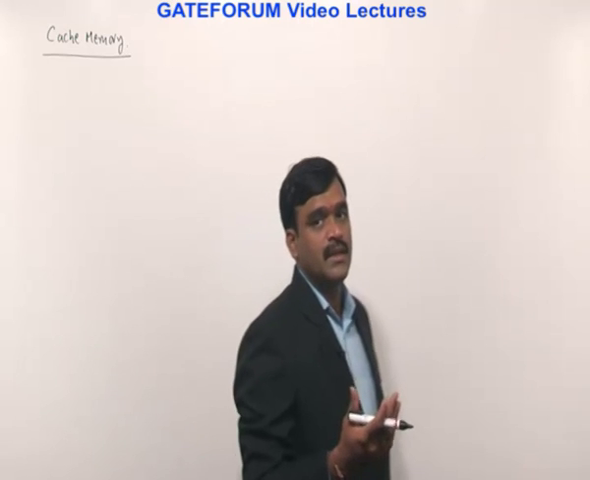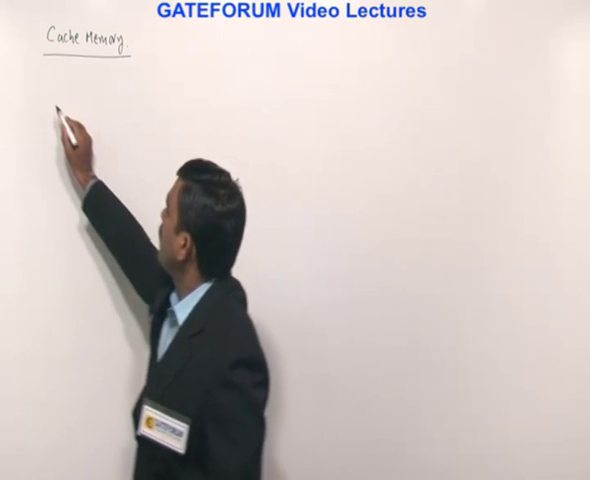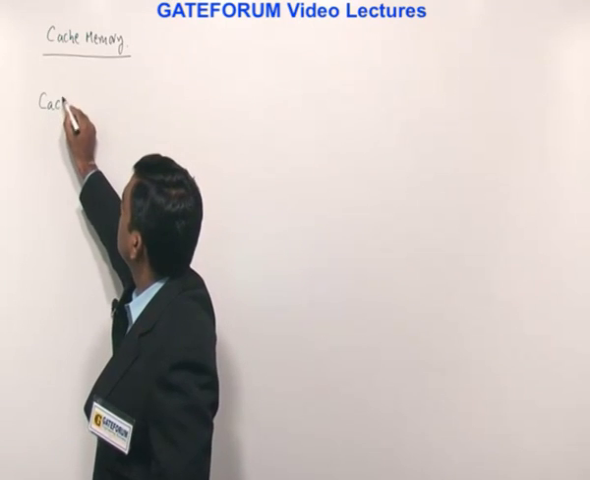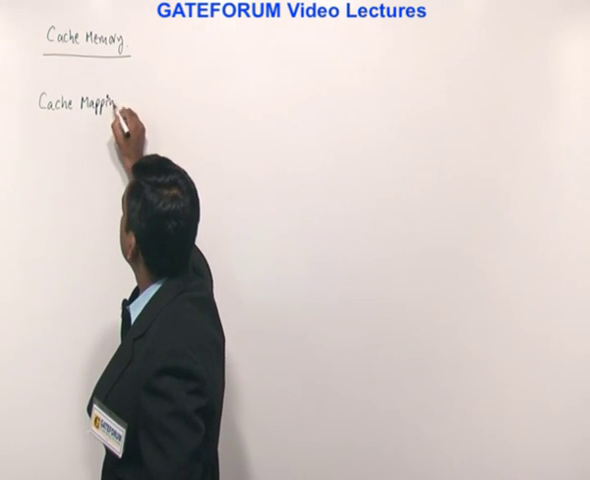Now let's see how this cache memory can be accessed. What is the addressing required? That is, how can we map the memory address to the cache memory address? Those are the important topics here: cache mapping techniques.